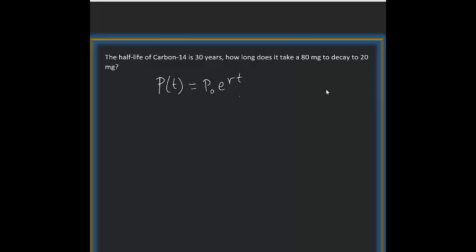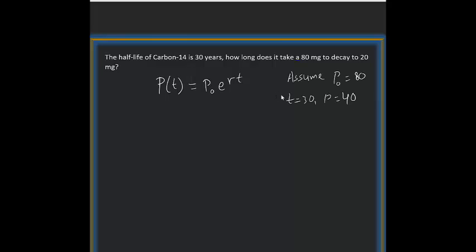Our next problem is the half-life of carbon-14 is 30 years. How long does it take if 80 mg to decay to 20 mg? Now it is a decay model, but still we can use our population model or the model of the culture or the size, P(t) equals P naught e to the rt. This one says half-life of carbon is 30 years. That means if the population initial size is 100, then in 30 years it will be 50. That's the meaning of half-life is 30 years.